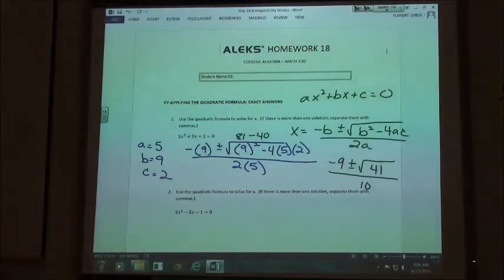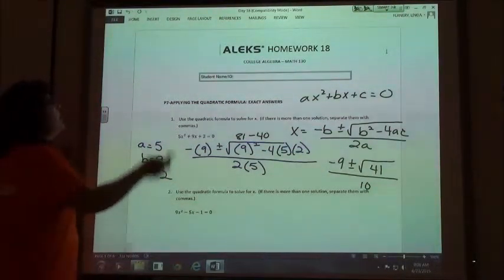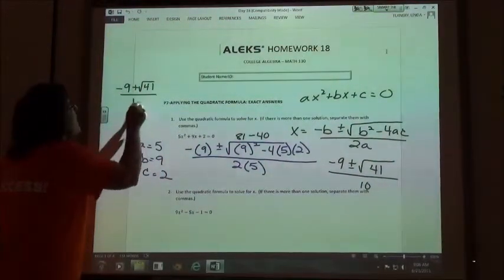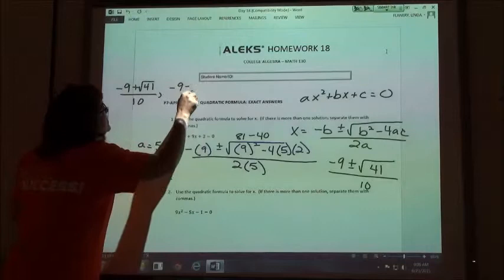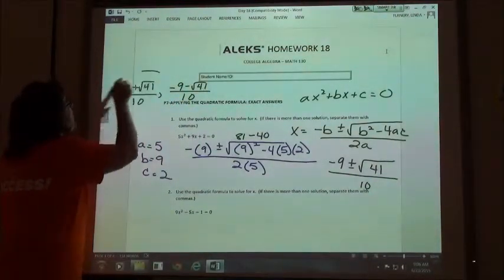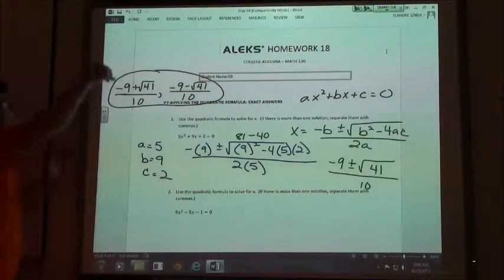Now unfortunately on the ALEKS program they don't give you the option of plus or minus. They want to point out that it's really 2 separate answers. So they make you put it in twice. You're going to have to put in negative 9 plus the square root of 41 over 10. And negative 9 minus the square root of 41 over 10. Be careful when you put it in that the negative goes on top of the fraction with the 9. It's not out in front of the fraction. And that the fraction is over the whole entire thing, not just underneath the square root.